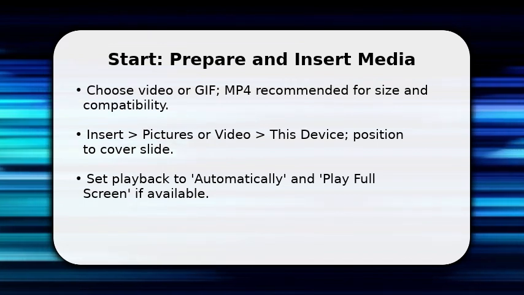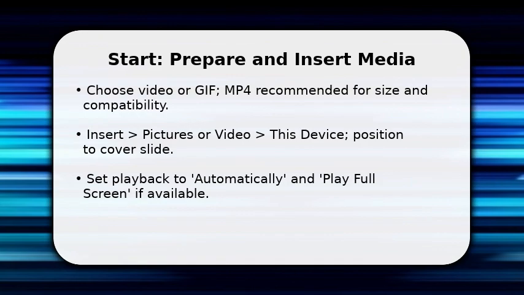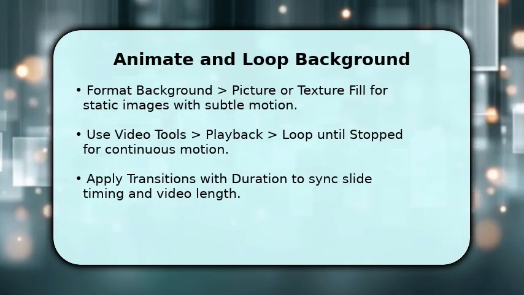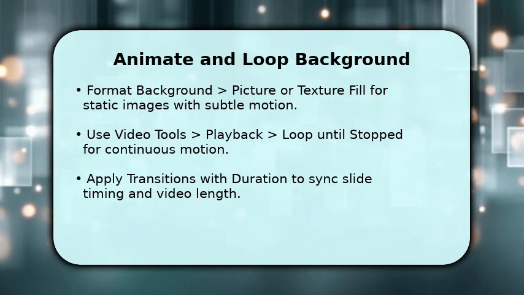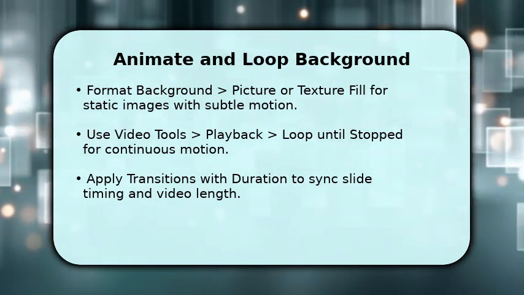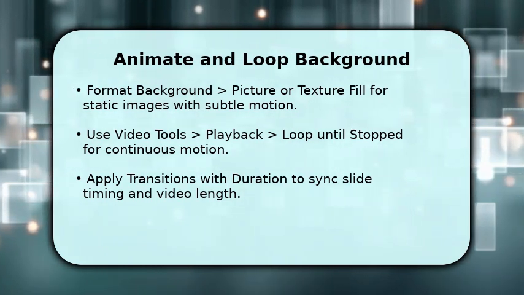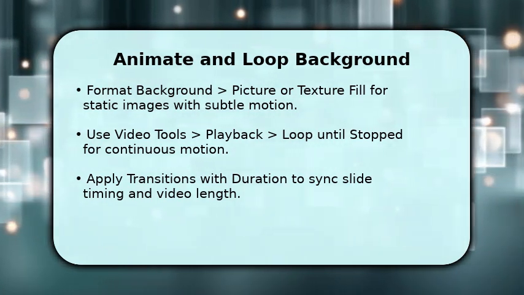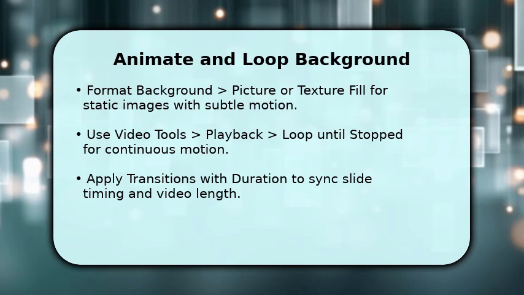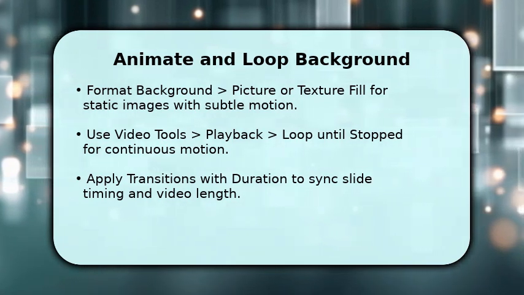These steps get you past basic setup and into the editing flow quickly, so you can focus on animation and timing next. Now you refine motion. If using a video, enable loop until stopped so movement repeats without user input. For GIF, this often happens automatically. Once done, use transitions and adjust duration to match the media length. That way, the slide advances when you want it to.